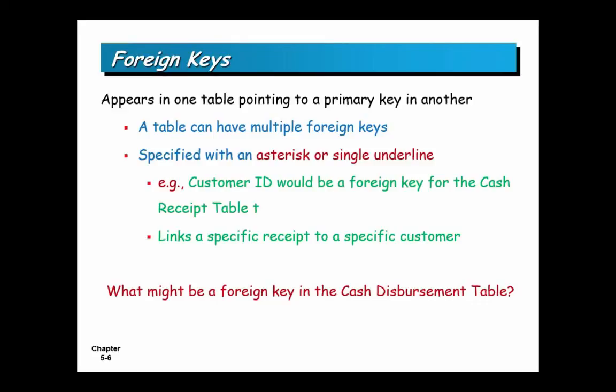An example, ignore this T right here. A customer ID would be a foreign key on a cash receipts table. So you got some money. You're only going to get money from a single customer. So you got a check. The check's not for 3 different customers. It's only for a single customer. So on the cash receipts table, it's going to point to the customer that cash receipt is for.